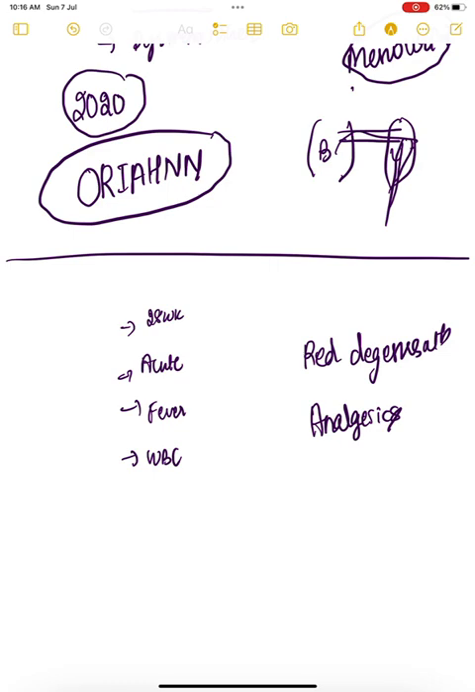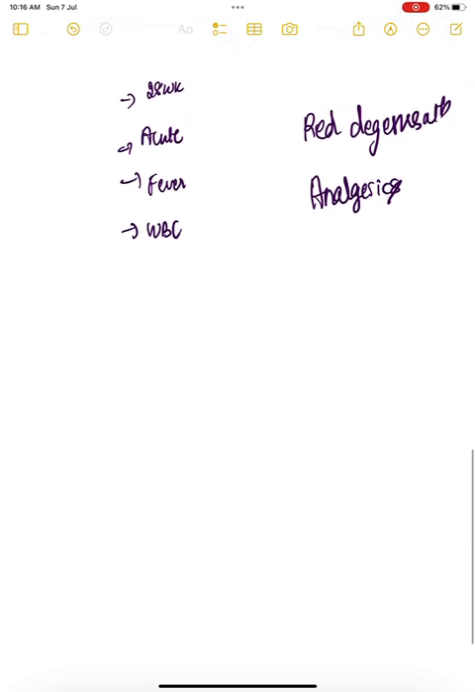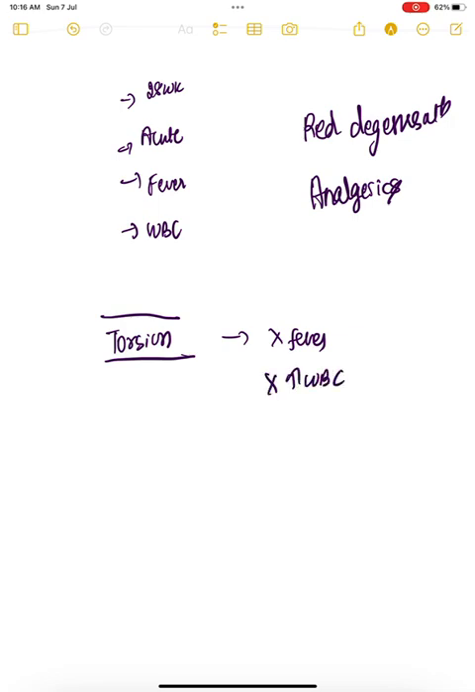Okay ma'am, it can be torsion. How do you say just give analgesics? Yes, my dear friends, if it is a case of torsion, until and unless it is infected, you will not get the fever, you will not get the rise in WBC. What you will get is only the pain. If that is the case, you proceed with surgery. Okay friends, this is the difference between red degeneration of fibroid and torsion.